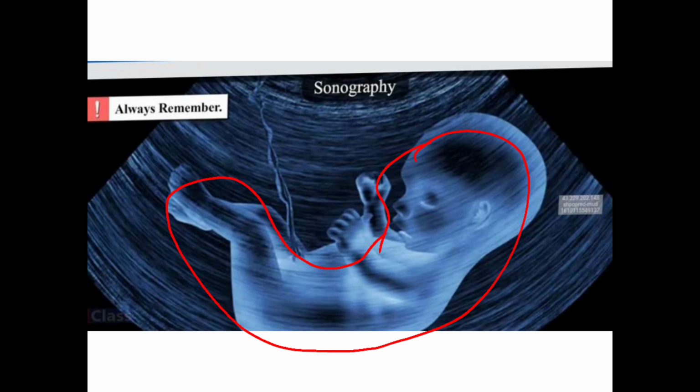So at that time, some parents go for abortion also. Okay, they don't want a handicapped child or mentally retarded child. Then they go for the abortion. That is killing the child in the mother's womb.